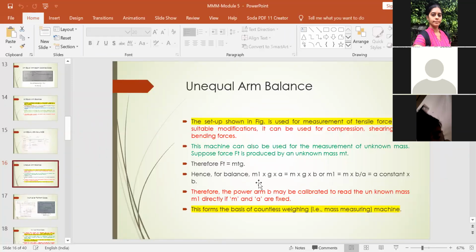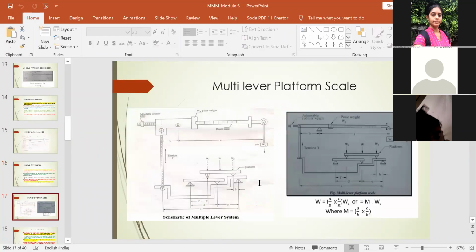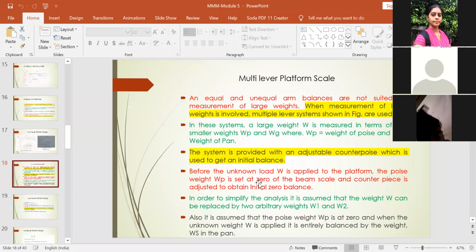So this was about the unequal arm balance. And then comes the multi-lever platform scale. So what happens in the case of a multi-lever platform scale? These multi-lever platform scales are used when you need to measure large amounts of weight. Previously we were studying how to measure only small amounts of weight, either by equal or unequal arm methods, which were associated with measuring small values of weight. But when there is a need to measure large weights, you should be using a multi-lever platform scale.